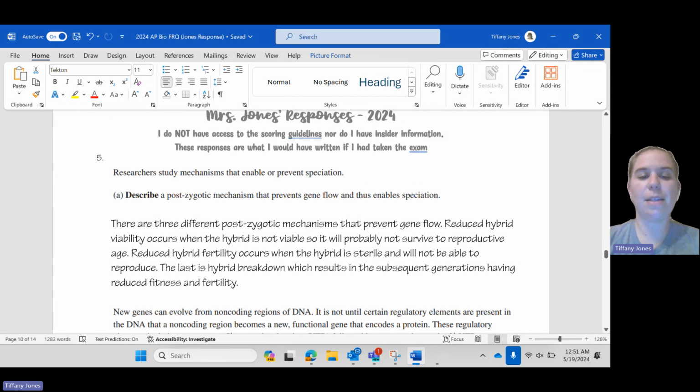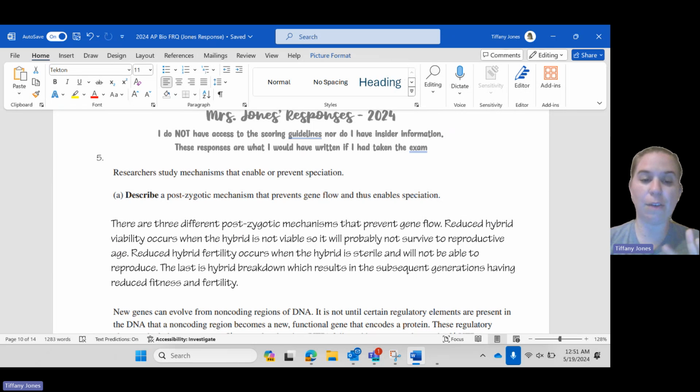Part B has studying mechanisms that enable or prevent speciation, so a post-zygotic mechanism that prevents gene flow and thus enables speciation. There are 3 different post-zygotic mechanisms. We have reduced hybrid viability, we have reduced hybrid fertility, and then we also have hybrid breakdown.